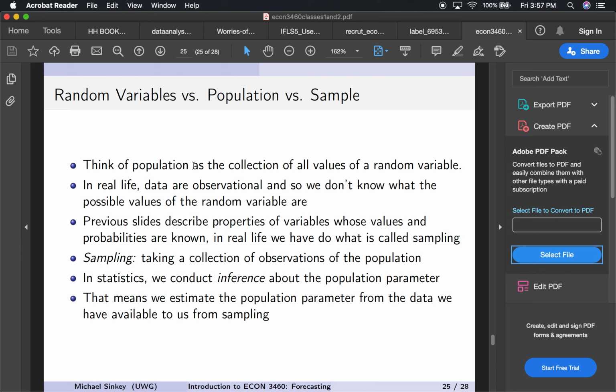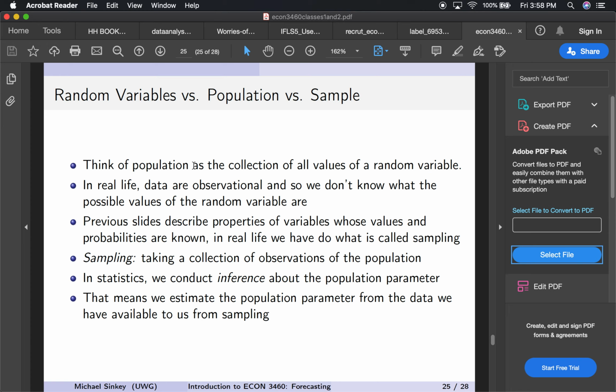And so when we think about sampling, I'm taking a collection of observations of the population, but then when I'm trying to analyze it, I use statistics to conduct inference about the mean. I'm trying to do a couple of things. I'm trying to learn what the values of the random variable are, and I do that by sampling, and then I'm trying to assign probabilities to those as well, and I do that with sample mean and sample variance.